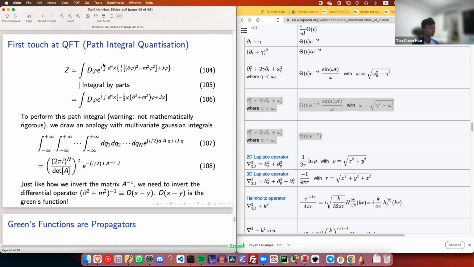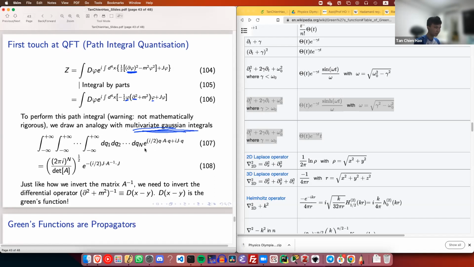If we plug it into the path integral, we can integrate by parts. This just gives you the equation of motion. If we integrate by parts, then this partial phi squared becomes partial squared phi, and then you have a phi over here, so phi partial squared phi. How do we do this path integral? It's very daunting, because how do we integrate across all paths? But we can actually draw a very nice analogy with multivariate Gaussian integrals.